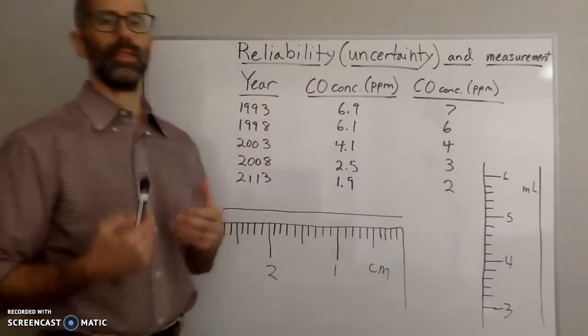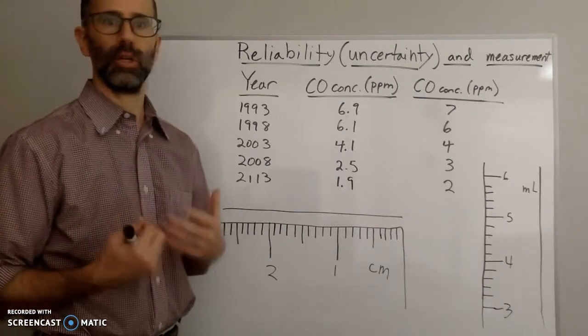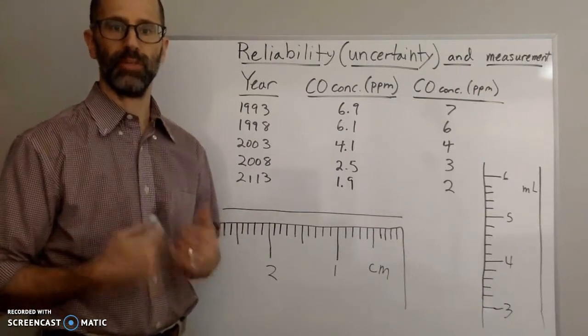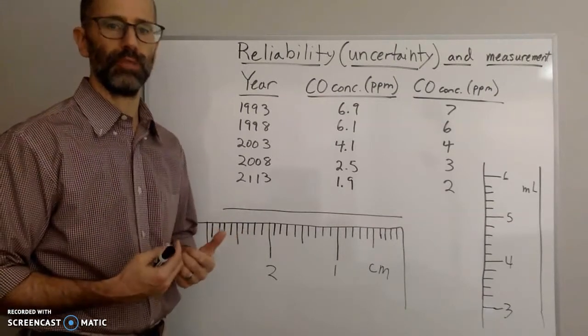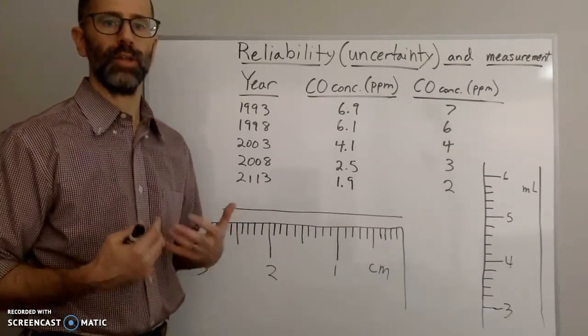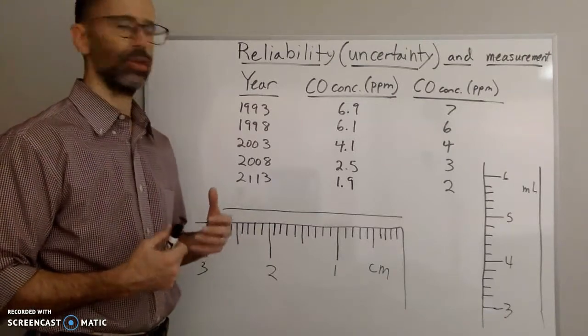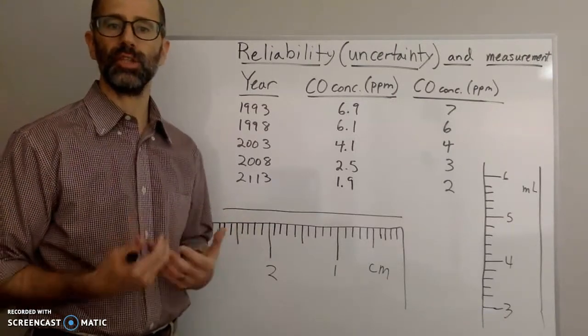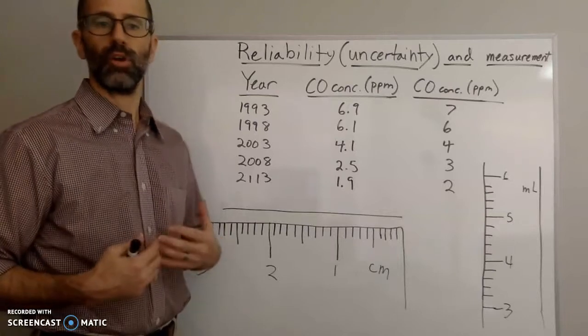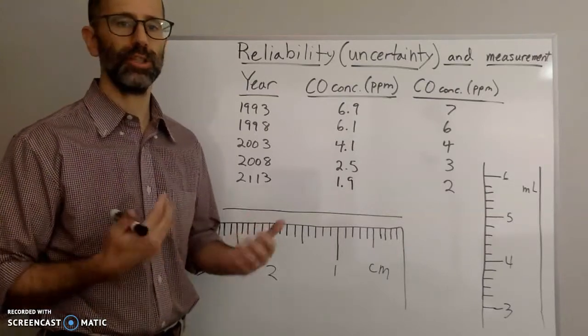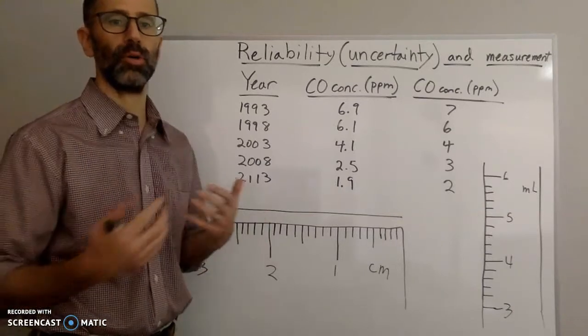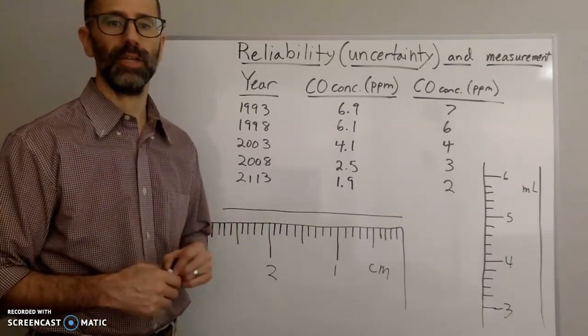So, one of the biggest struggles that students have is with significant figures. So, here I'm going to talk about where those significant figures come from and why they're so important. They have to do with the precision of the instrument that you're using. The less precise your instrument, the fewer significant figures you have. The more precise, the more significant figures you're going to have.